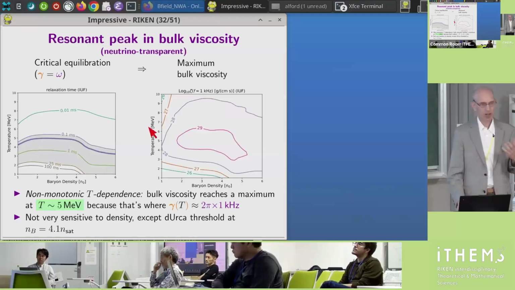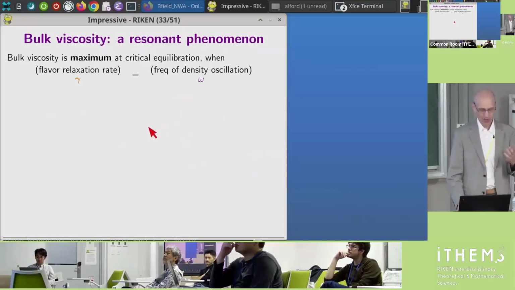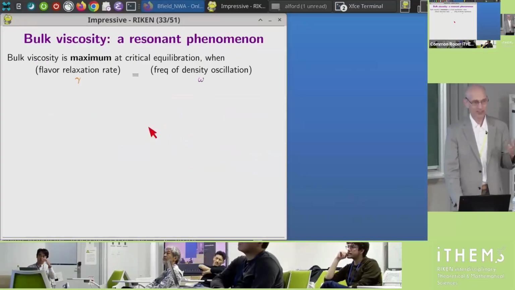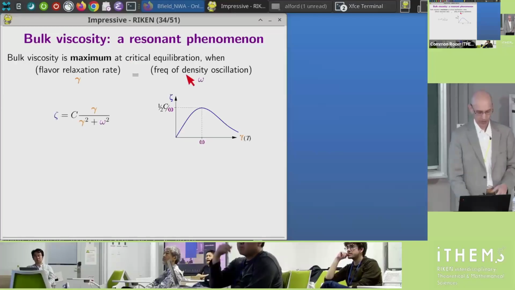I'm jumping over some of these details because I realize I don't have time to give an entire course on this. Okay, so let me just go on a second. Let me just say something about this resonant thing that I just mentioned. The bulk viscosity is a maximum when the flavor relaxation rate matches the frequency of the applied oscillation. And there's actually a formula for this.